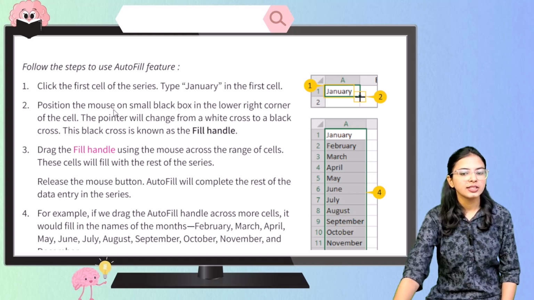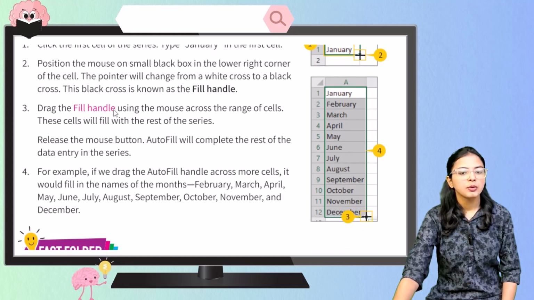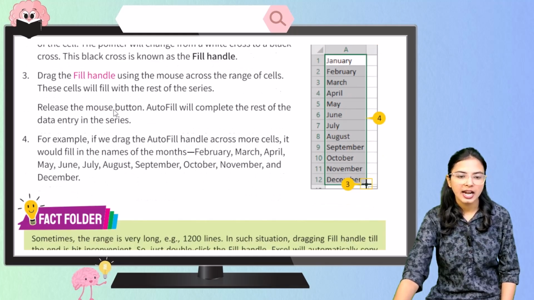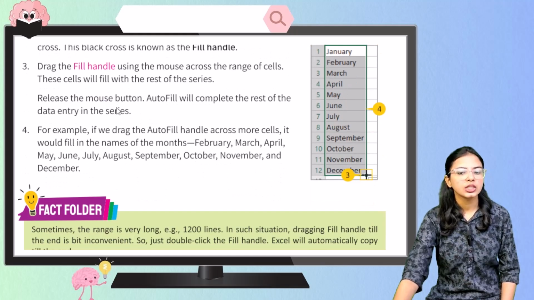Click the first cell of the series, type January in the first cell, position the mouse on the small black block in the lower right corner of the cell. The pointer will change from a white cross to a black cross. The black cross is known as a fill handle. Okay, drag the fill handle using the mouse across the range of cells. These cells will fill the rest of the series.